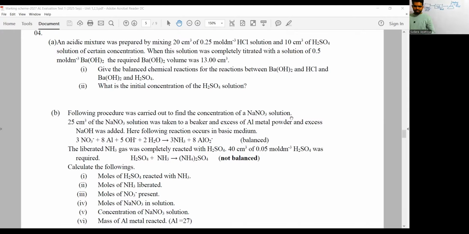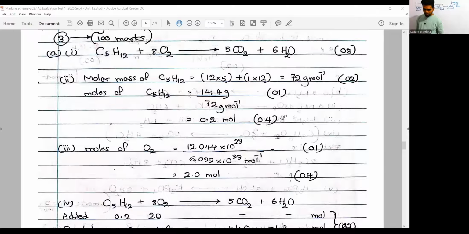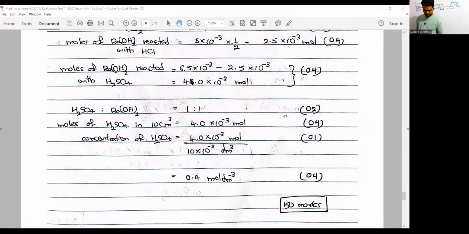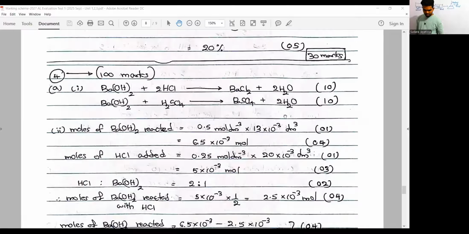The first thing they're asking you is to write the balanced chemical equations between barium hydroxide and HCl. Barium hydroxide releases 2 OH minuses, so you can write the equation like this. See? It reacts with 2 HCl and it reacts with 1 H2SO4. Is that clear?